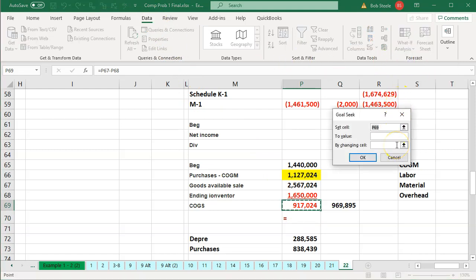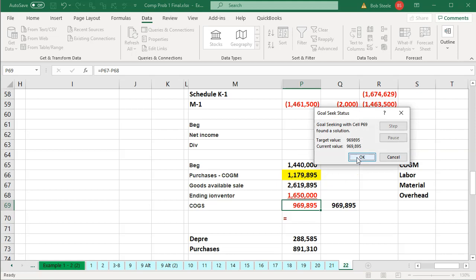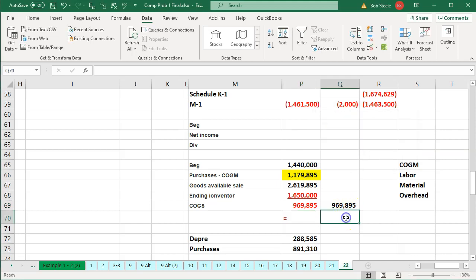And now we're going to ask Excel, Excel, we would really like if you would take this number, and I want you to change the value to the 969895 by adjusting the yellow item, and then say okay. And so there it does it. So there we have it. That looks good. All right. So now our bottom line number is correct.